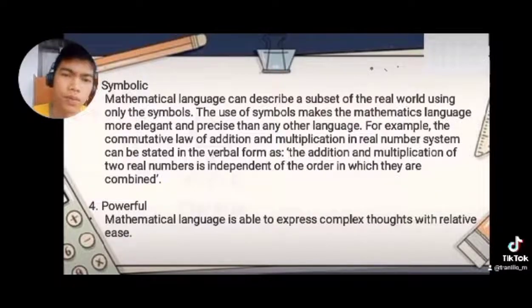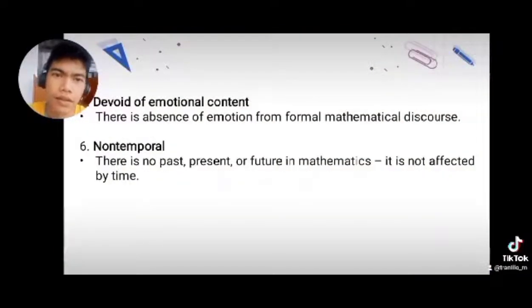And number 4 is powerful. Mathematical language is able to express complex thoughts with relative ease. The next is devoid of emotional content. There is an absence of emotion from formal mathematical discourse. And number 6 is non-temporal. There is no past, present, or future in mathematics. It is not affected by time.